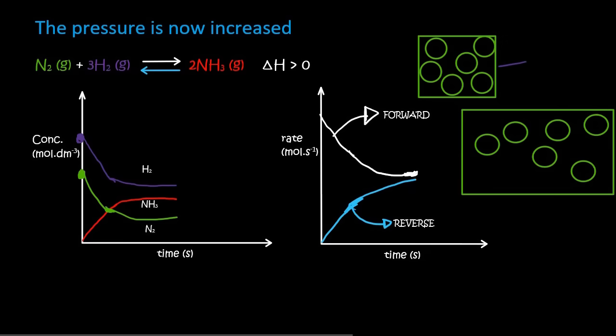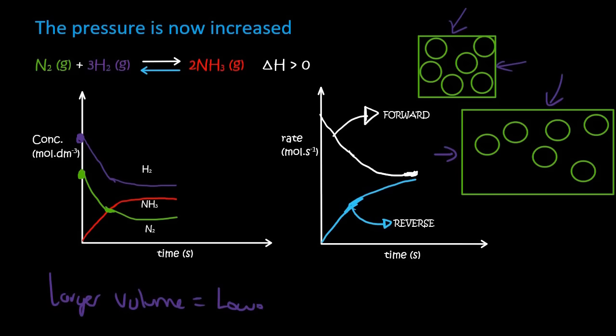Now if you look at this system over here and this system over here, both of them contain 6 particles. However, because this one down at the bottom has a larger volume, does it look more concentrated or less concentrated than this one? Well, it's going to be less concentrated because the volume is bigger. So a larger volume will give you a lower concentration of all of your particles.